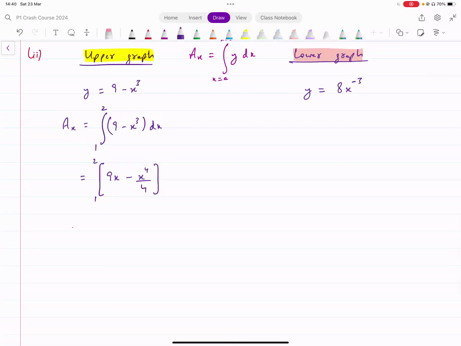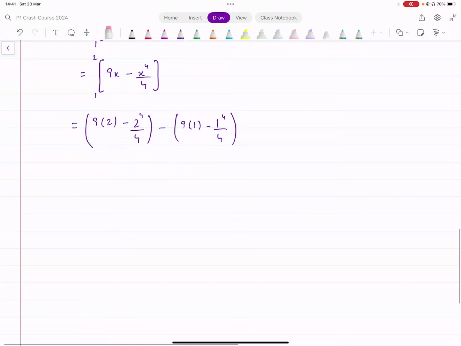Now let's input values. It becomes 9 into 2 minus 2 raised to the power 4 divided by 4. Subtract from this the case when you input x equal to 1. That's 9 into 1 minus 1 raised to the power 4 divided by 4. This step is important. You can't skip this step. You have to make sure that you write down, you input values in the limits. You have to show the step.